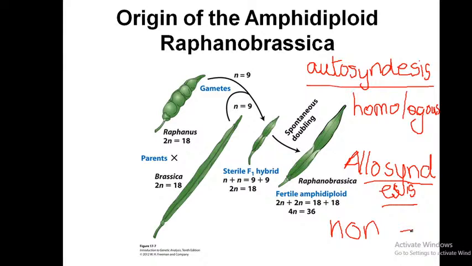of the species. There are many species, because in plants, here also the Raphanobrassica is a fertile one. See, I have mentioned this F1 hybrid was sterile, but as a result of spontaneous doubling, Raphanobrassica is formed, and this is a fertile amphidiploid. Amphidiploid means having the characters of both the parents. That is, it has the character of Raphanus as well as Brassica.